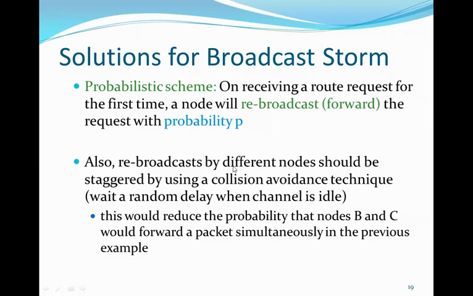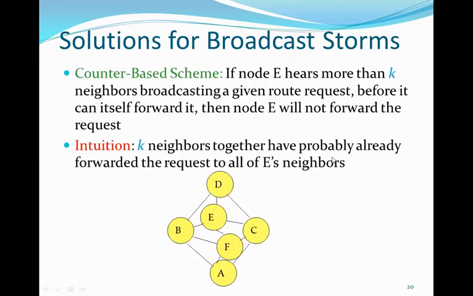As we discussed earlier, you can also add some random delay inside node B and C to stop this collision. Therefore, it would reduce the probability that node B and C would forward a packet simultaneously. In the previous example that we discussed, the first time the probability is higher to forward a packet, and then it gradually goes down when you are receiving the same packet again and again.